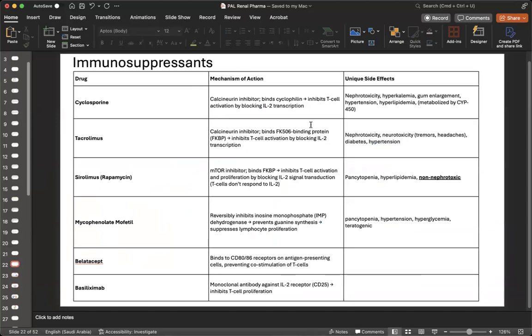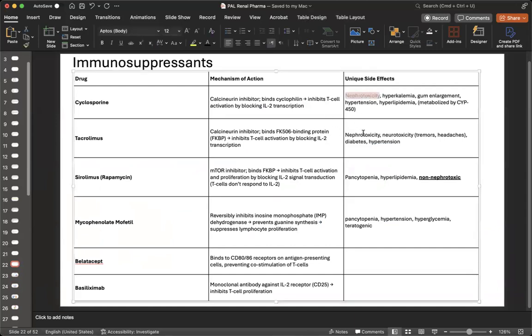Two extremely important side effects are nephrotoxicity. Why is that important? Because cyclosporin and tacrolimus are most commonly used in renal transplant. So imagine you're giving a guy a new kidney, but then you're giving him a medication that is nephrotoxic. So that's why you want to be very careful. Now, cyclosporin can also cause hyperkalemia and gum enlargement. Hyperkalemia, like your potassium-sparing diuretics.